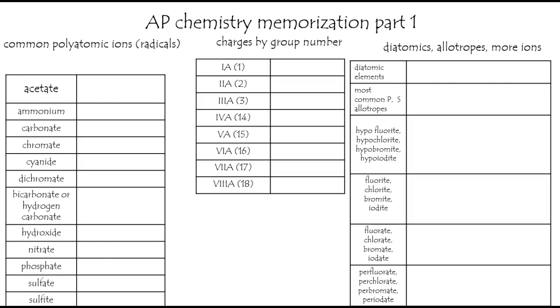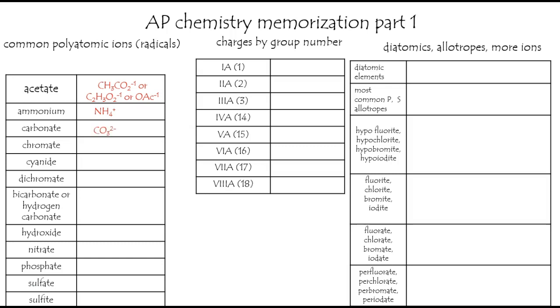What is an acetate? Well, there's several ways to write it. You could write CH3CO2 minus. You could write C2H4O2 minus. Or you might see it even as OAc minus, Ac for acetate. The ammonium cation is perhaps the only polyatomic cation, and that's NH4 plus. What's a carbonate? CO3 2 minus.